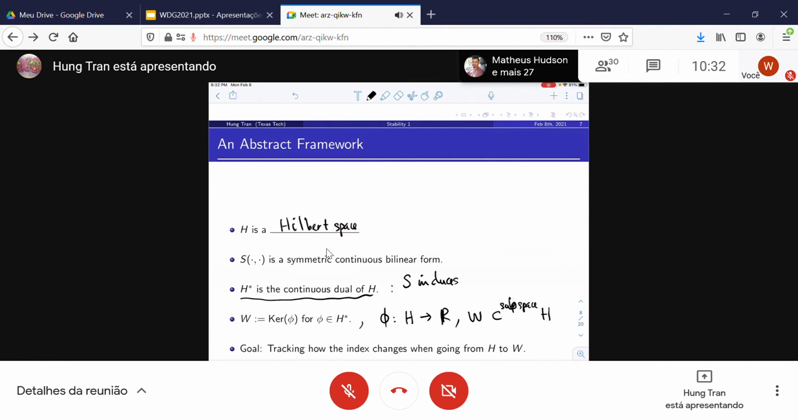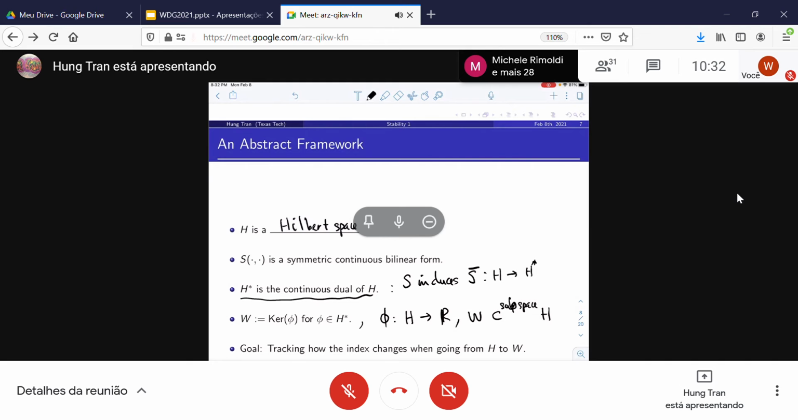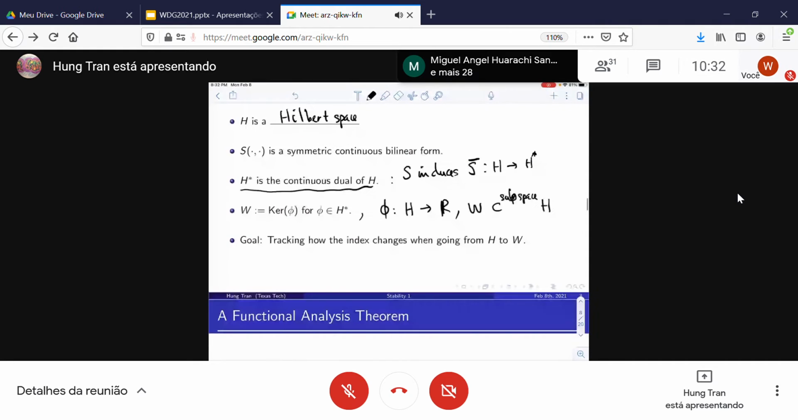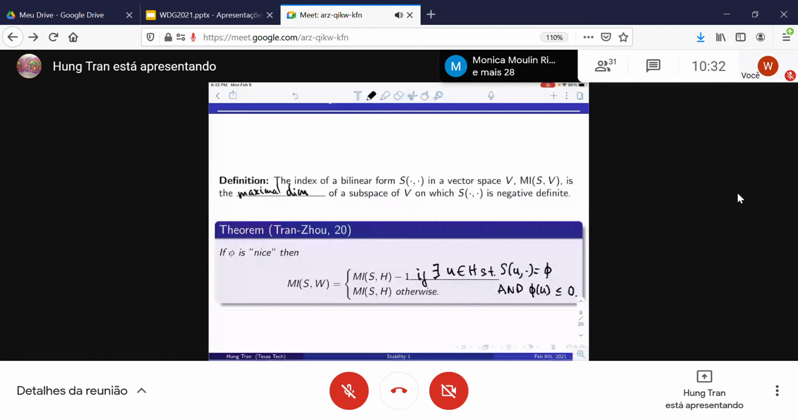The bilinear form here induces a map called S bar from H to S star, and then using that induced map we can formalize the relation between the functional phi and the symmetric bilinear form S. And the relation we see here is basically that the image of that induced map is in the range of that induced map, and some algebraic condition.